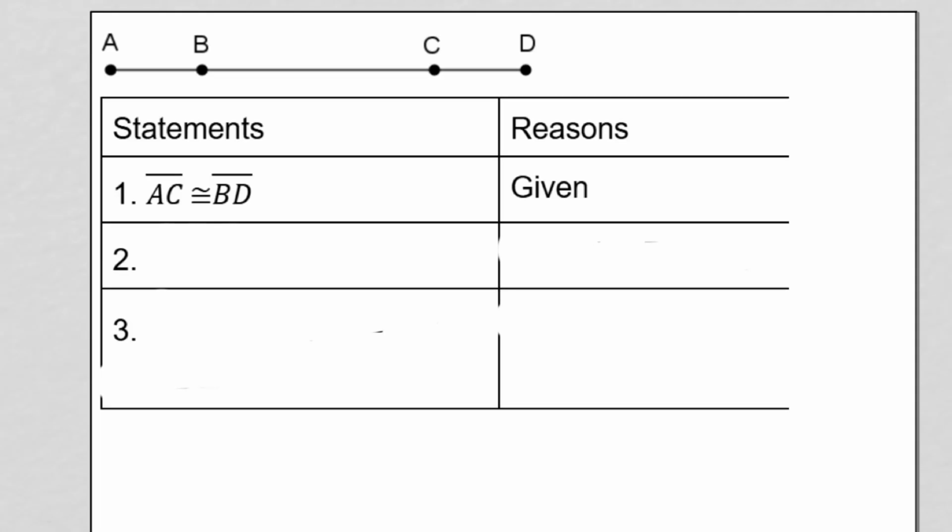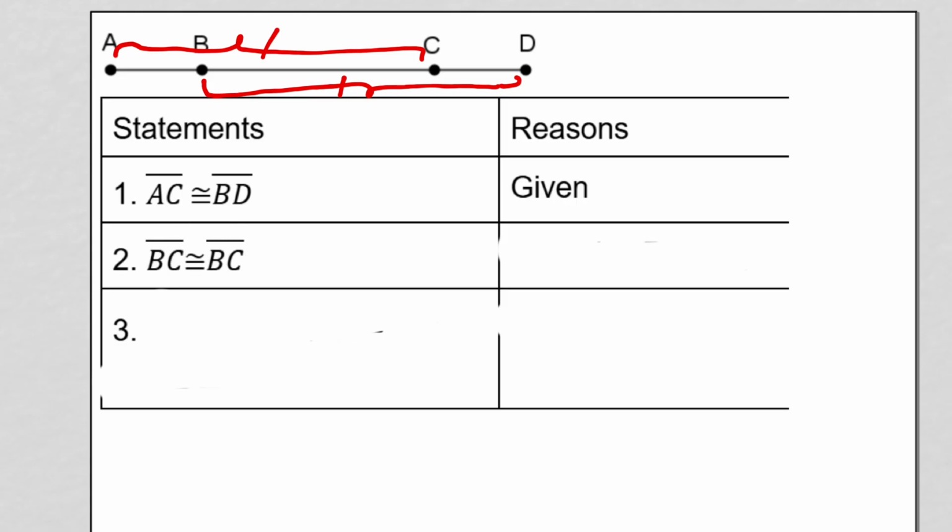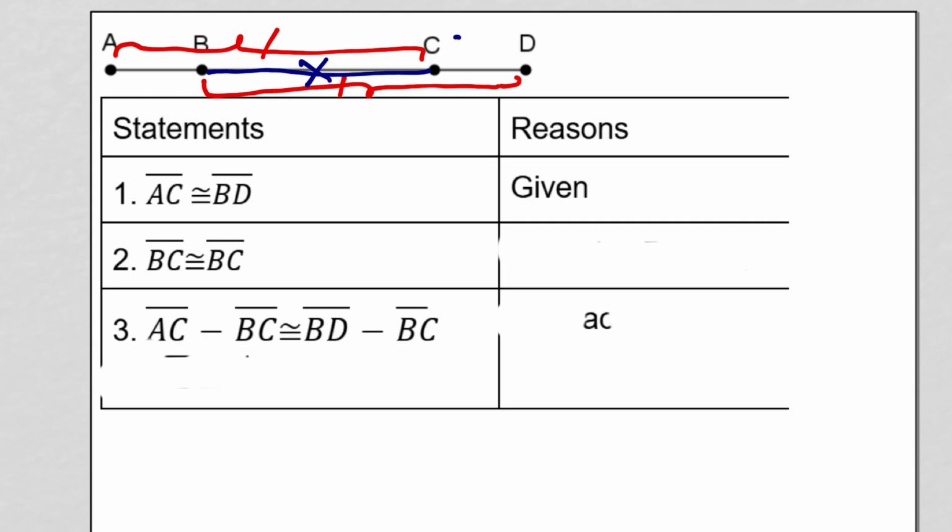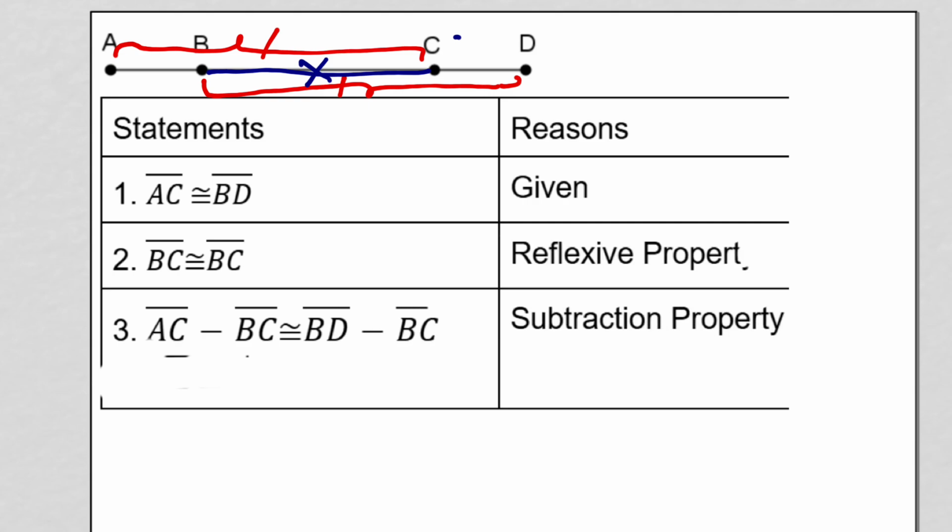In this one, it has just one line. So from A all the way to C is congruent to B all the way to D. That's the given. Now, for this one, you see how they overlap at BC? So if I say BC is congruent to BC, which I will mark up by going like that, then I am able to subtract: AC minus BC is congruent to BD minus BC. That's subtraction property. Oh, and I used reflexive property there.